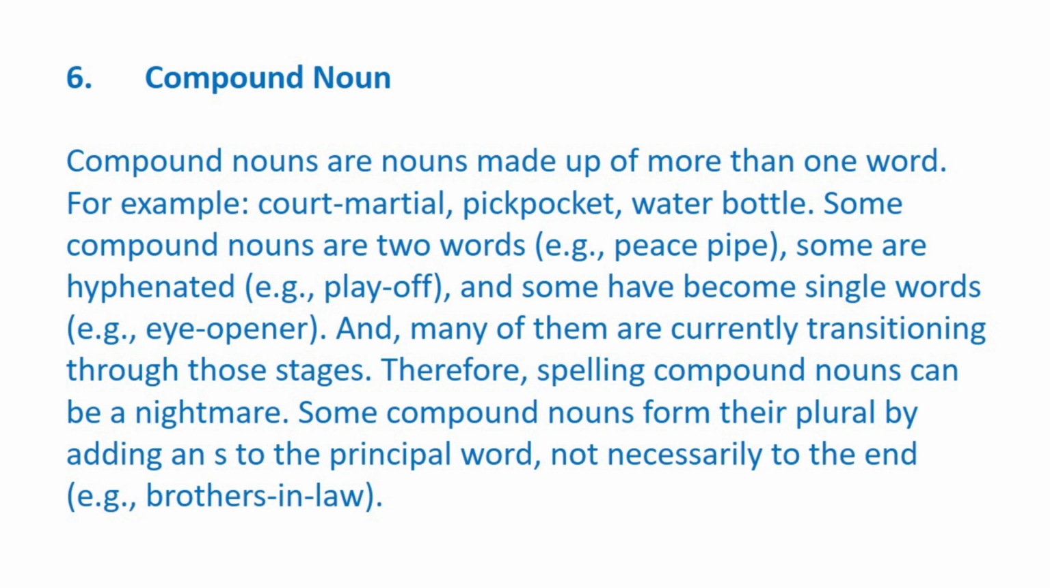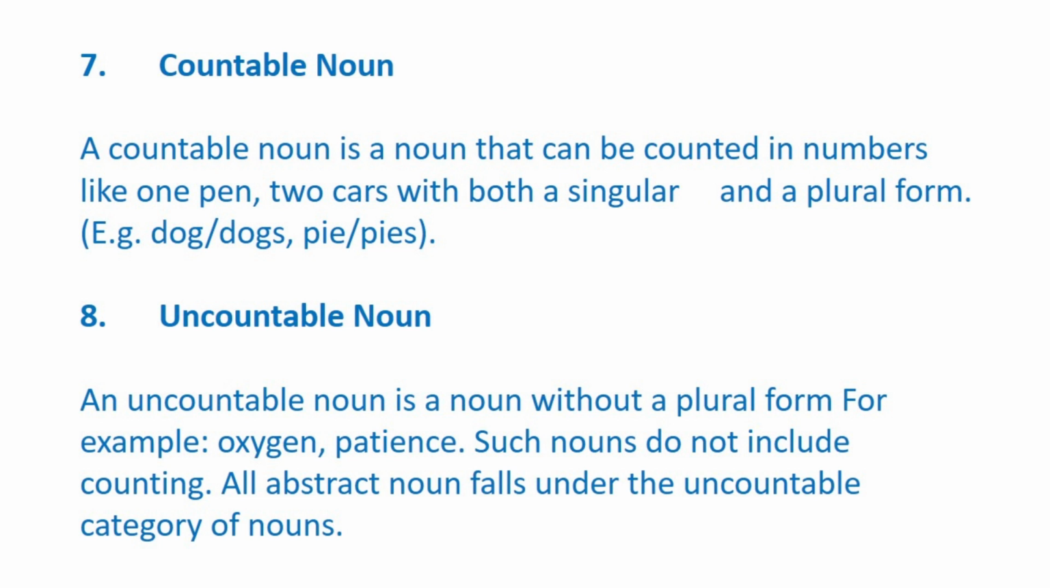Some compound nouns form their plural by adding an s to the principal word, not necessarily to the end, e.g., brothers-in-law. 7. Countable noun. A countable noun is a noun that can be counted in numbers like 1 pen, 2 cars, with both a singular and a plural form. E.g., dog/dogs, pie/pies.